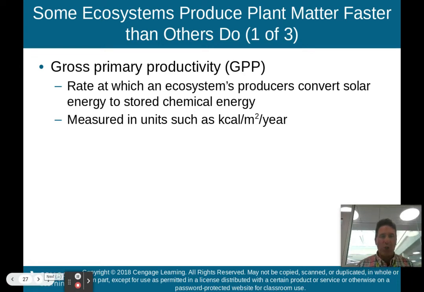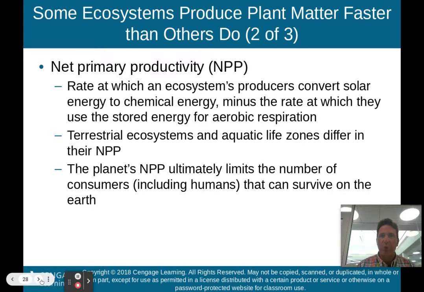But a better way to look at how ecosystems produce plant matter is with the net primary productivity, otherwise known as the NPP. This is kind of similar to those of you who may have a job already, and if you don't have a job, I'm sure you'll be getting one within the next couple of years. Obviously, you have your gross pay, which is all the pay you get, and then after all the taxes are taken out, you have your net pay, and that's actually what you get to take home and put in your pocket. So kind of similar here, we have the gross primary productivity, which is again the rate at which those ecosystems' producers convert solar energy to chemical energy.